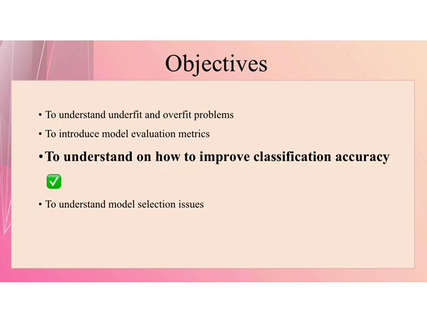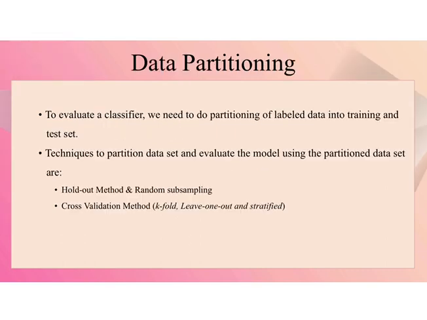So in the previous lecture we have discussed the model evaluation metrics, where we looked into the confusion matrix. Okay, so in this part of the lecture, we are going to look into how we want to improve the classification accuracy. Before we look further, we look into data partitioning. To evaluate the classifier model, we have to partition our data, which we label, into training and testing data sets. Okay, training and also testing data set.